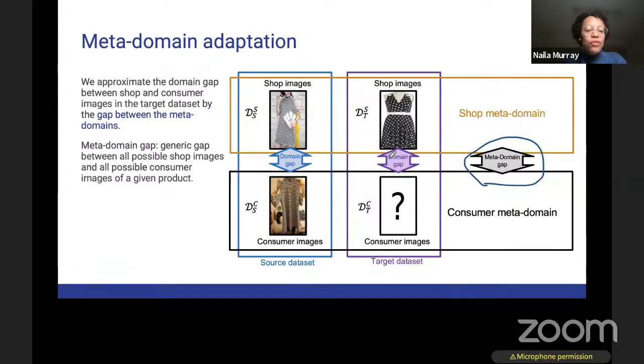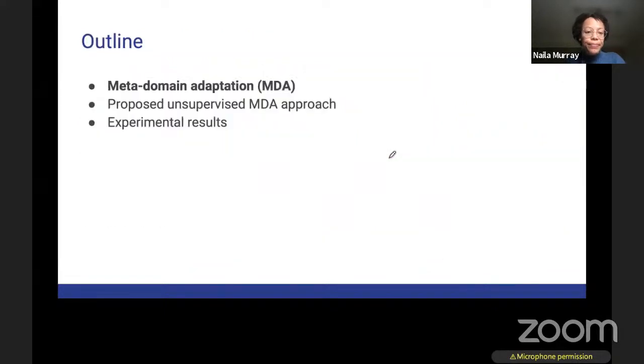Once again, we're assuming that this meta domain gap is a generic gap between all possible shop images and all possible consumer images for a given product. In our case, it corresponds to, for example, photographic style. So hopefully that's clear on what meta domain adaptation means. Now I'm going to discuss how we're actually going to do this, and what our proposal is.